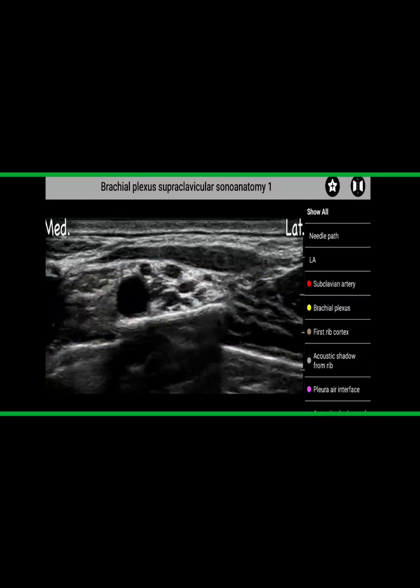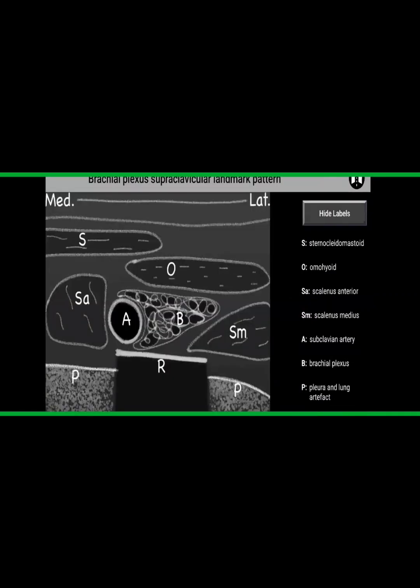And it will be only possible if we keep the probe in the right position, with the patient in a supine position, a pillow under the thoracic spine, and the face contralateral to the side of the block.